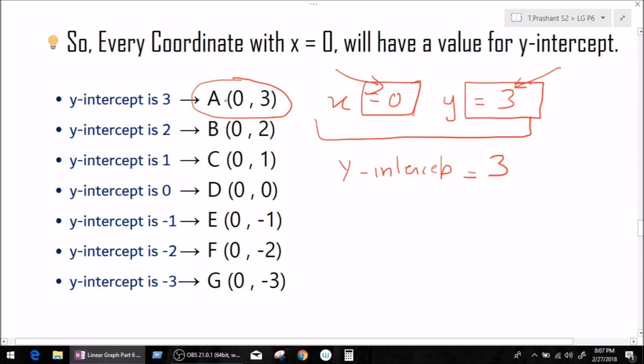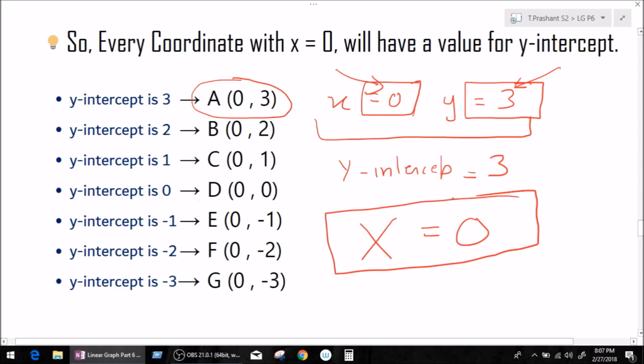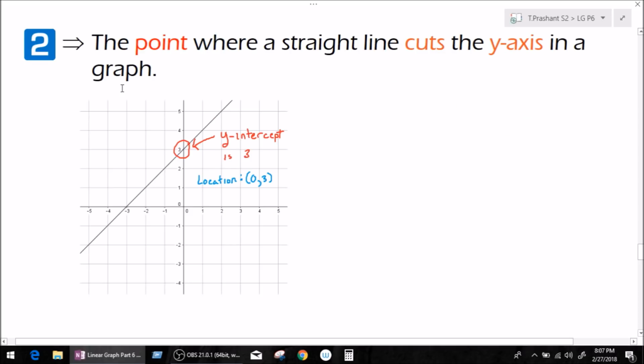And the same concept applies to B, C, D, E, F, and G. Every point on the line x equals 0 will give out a value for y-intercept. Keep that in mind. Now let's go focus on definition number 2.